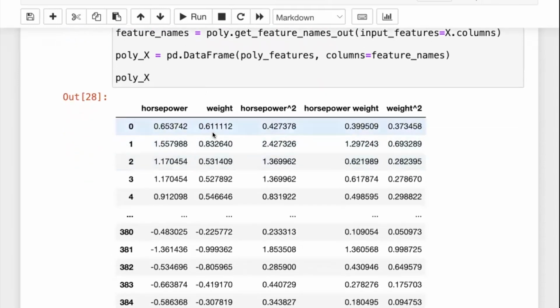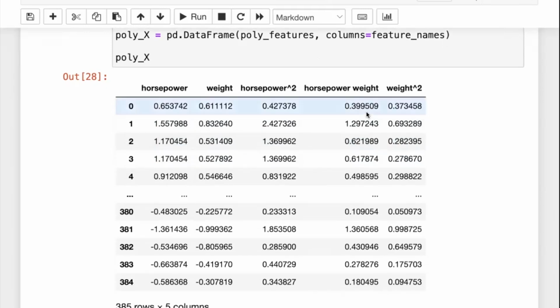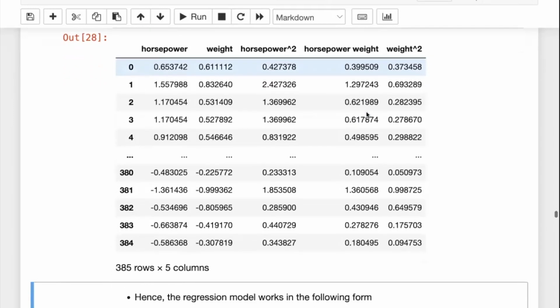So these are our original features that we have after applying a standard scaler. But now we have horsepower raised to the power of 2. So that's this number raised to the power of 2 and so on. And the same thing with weight squared. That's the square of the weight feature. And also we have the cross term, horsepower times weight. So you can see that this way we can easily create these new features.